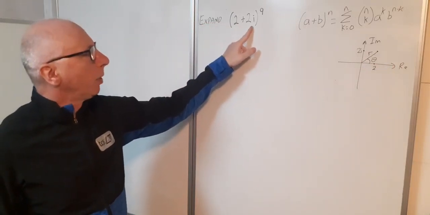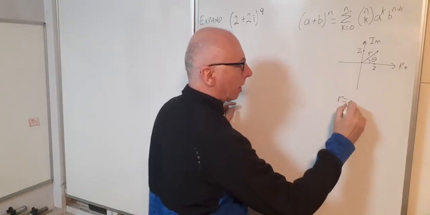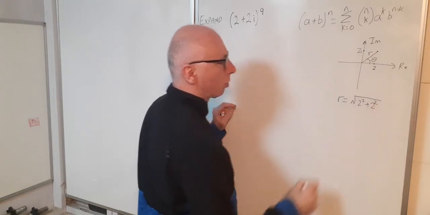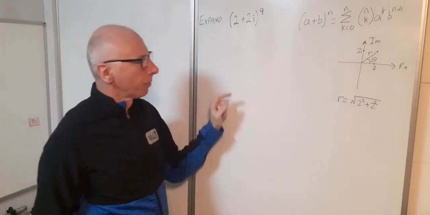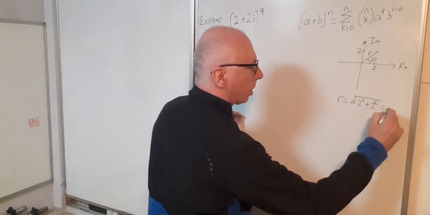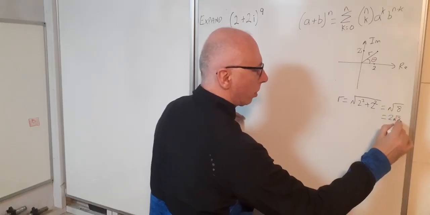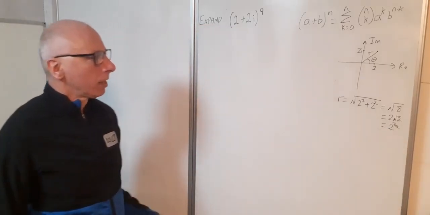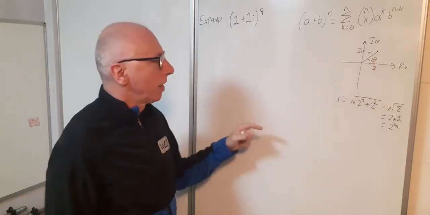Now to find the radius, all we need to do is r would be the square root of 2 squared plus 2 squared. That's our real and imaginary coefficient. So that's going to give us the square root of 8, which is 2 root 2, or you might want to call it 2 to the 3 over 2. So that's our radius.